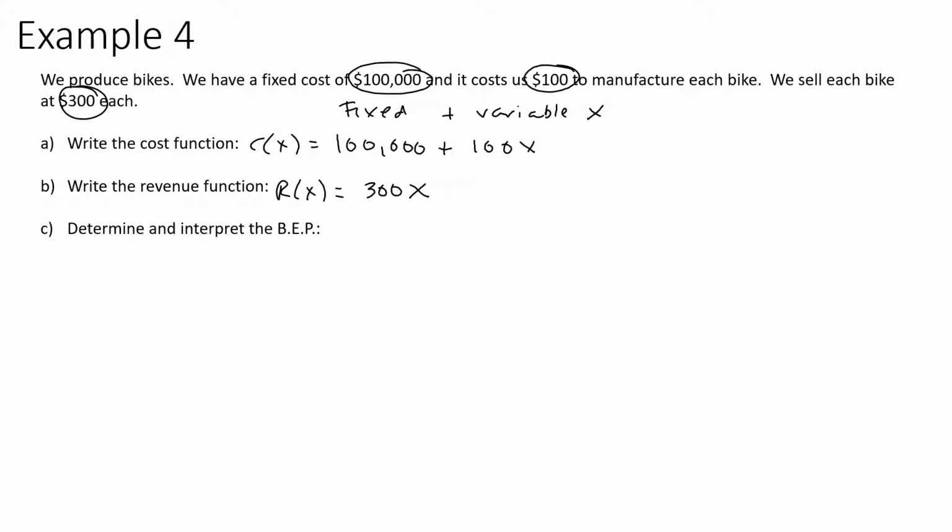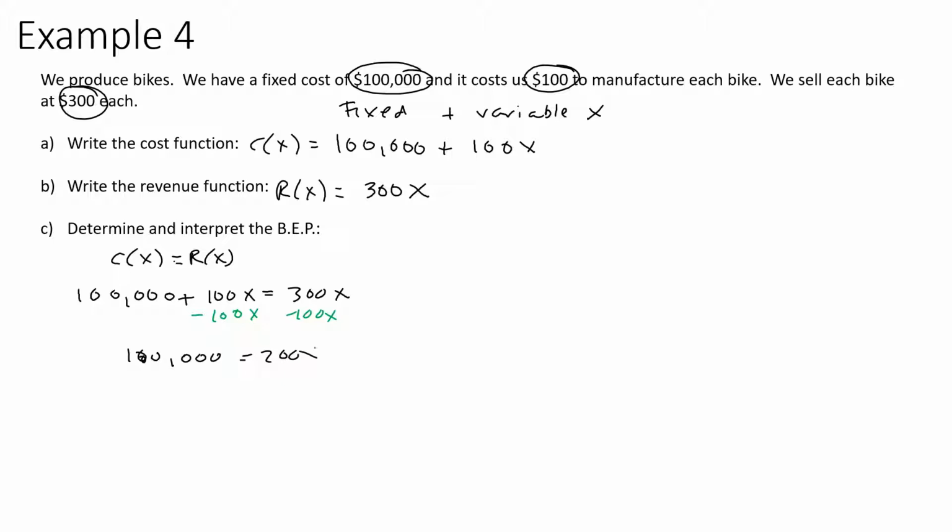Part C, we're going to determine and interpret the break-even point. Okay, well the break-even point occurs when the cost function and the revenue function are the same. So I'm going to set them equal to one another. So that's what it looks like if I set the cost function equal to the revenue function. And now I want to solve for x. So if I subtract 100x from both sides, I get 100,000 equals 200x. Now I'm going to divide both sides by 200.